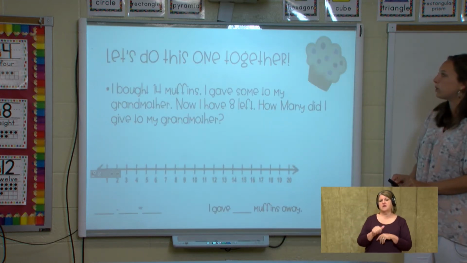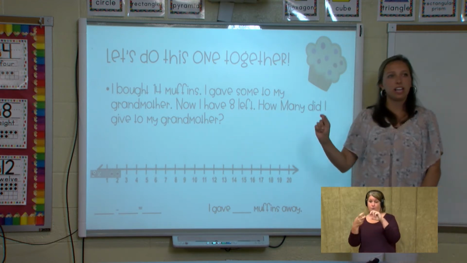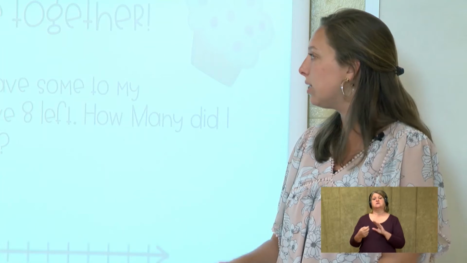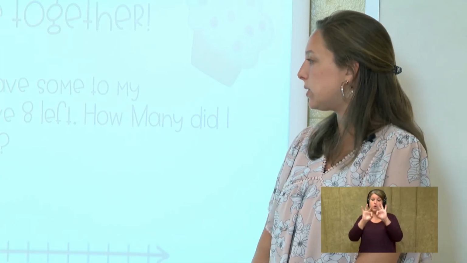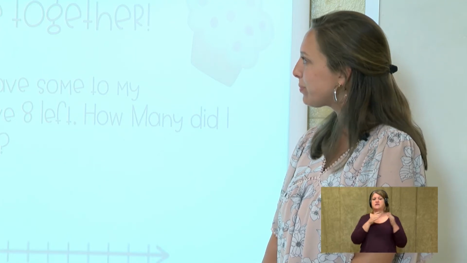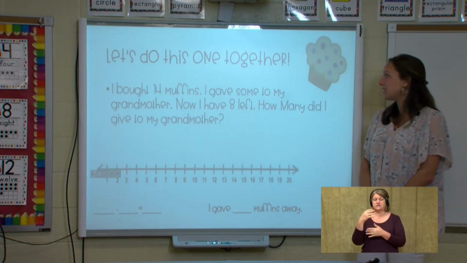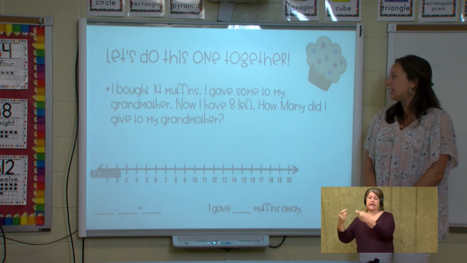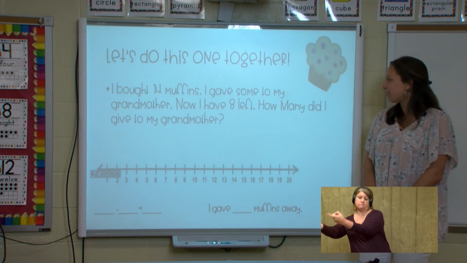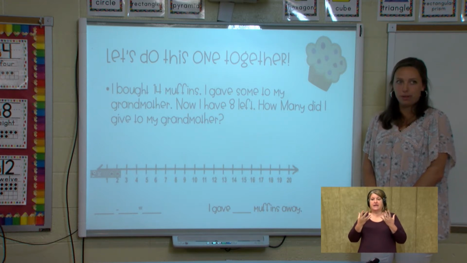Another one, we worked a lot with word problems. Remember when we did word problems, you need to underline the important information. And this one was our strategy of the number line. So let's look at it. I bought 14 muffins. I gave some to my grandmother. Now I have 8 left. How many did I give my grandmother?